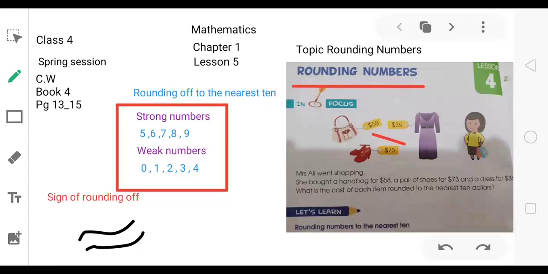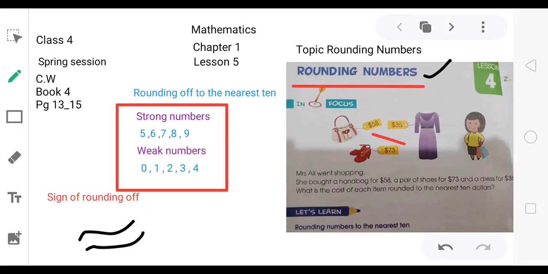This is lesson number 5 and the topic is rounding numbers. Today we will work on book 4. So you have to open book 4 and take out page 13. I hope you all have opened the book. So just look at the topic, rounding numbers.